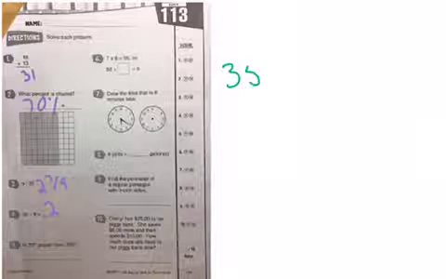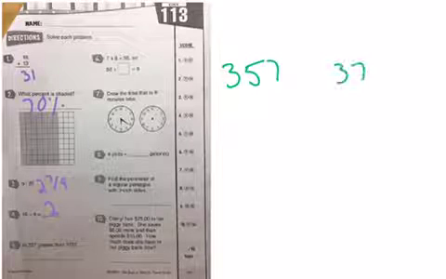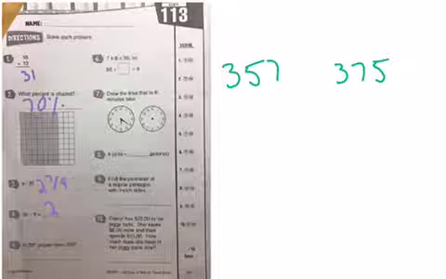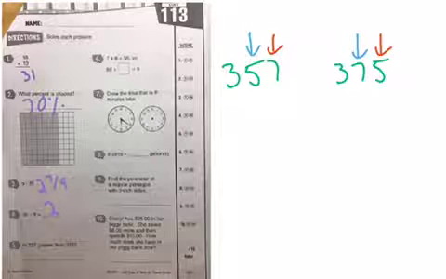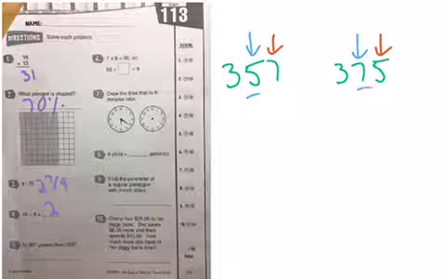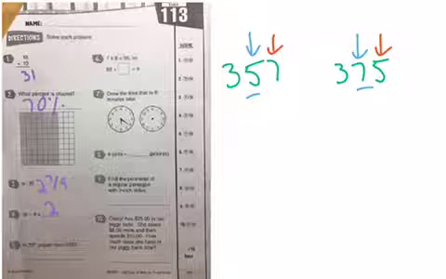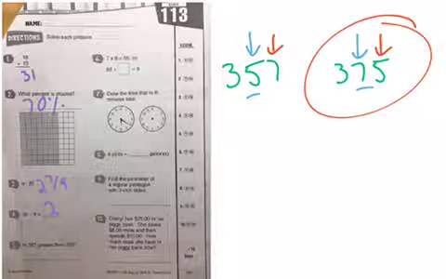Number 5. Number 5 says, is 357 greater than 375? Well, we want to look at the tens column here, because one has a 5 and one has a 7, and the tens column is greater than the ones column. Therefore, if the value is bigger in that tens column, it's going to be a bigger number. So which of these two numbers has a bigger number in the tens column? This one does. So that means that 357 is not greater than 375. 375 is the bigger number.